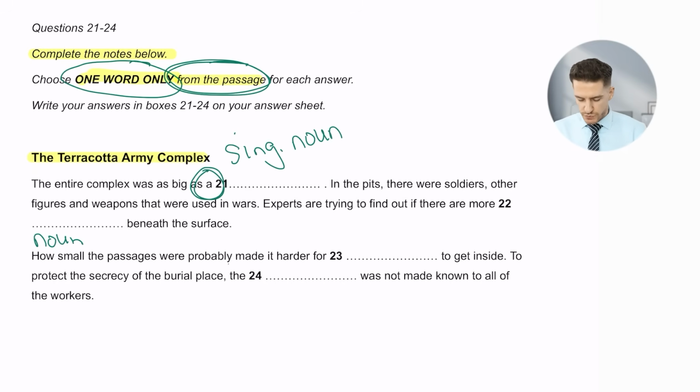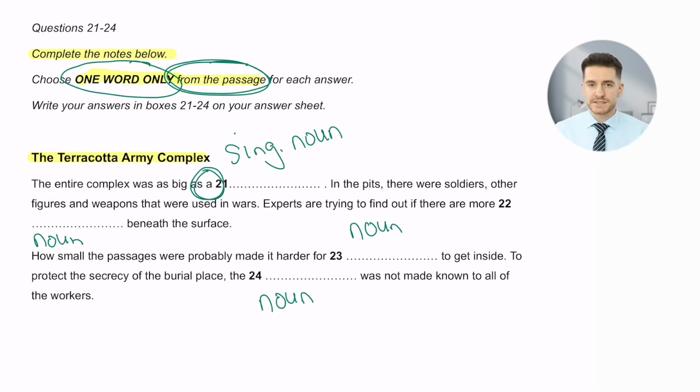How small the passages were probably made it harder for something to get inside. Well, after 4, we would probably have a noun. Let's go to 24 now. It says the something was not made known. So after the, we normally have a noun as well. So it looks like with all of these questions, we're looking for a noun. So now let's go and find the actual answers.